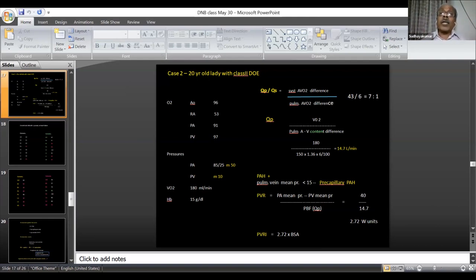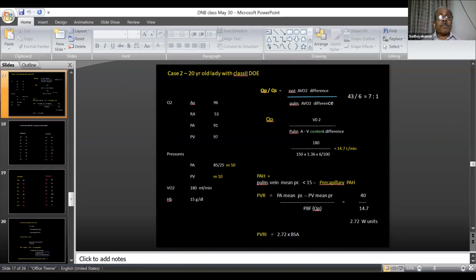Now, how can you calculate the QP? The oxygen consumption divided by the pulmonary arteriovenous oxygen content difference. Similar to that, 180 minus 150 into 1.36. That is 15 gram, 150 gram in 1 liter, into 1.36. And the pulmonary arteriovenous difference is 6%. So 6/100, which will come to 14.7. Similarly, you can calculate the systemic blood flow. Instead of the pulmonary arteriovenous oxygen content difference, you have to take aortic minus right atrium, take that difference and calculate.